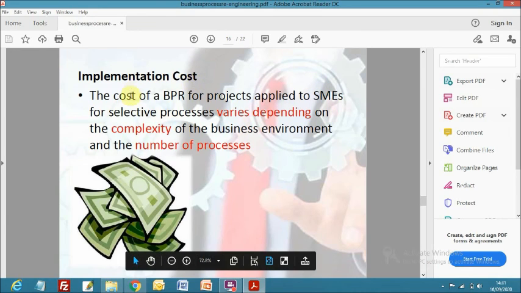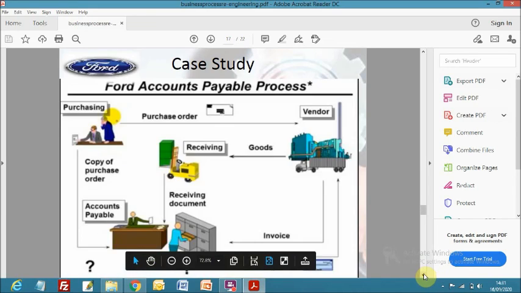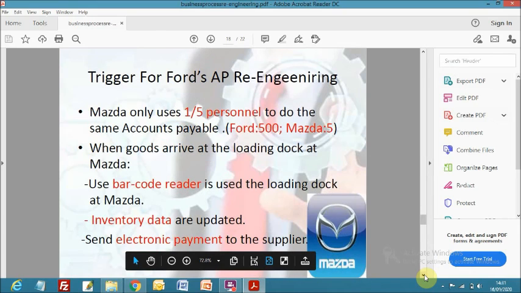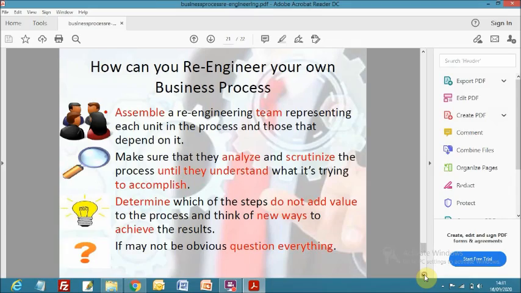Implementation cost. The cost of BPR for projects applied to SMEs for selective processes varies depending on the complexity of the business environment and the number of processes. Cost really depends upon the number of processes you are going to re-engineer. This is one case study on the Ford account processor. You can go through that. This is the renowned case study on Ford.